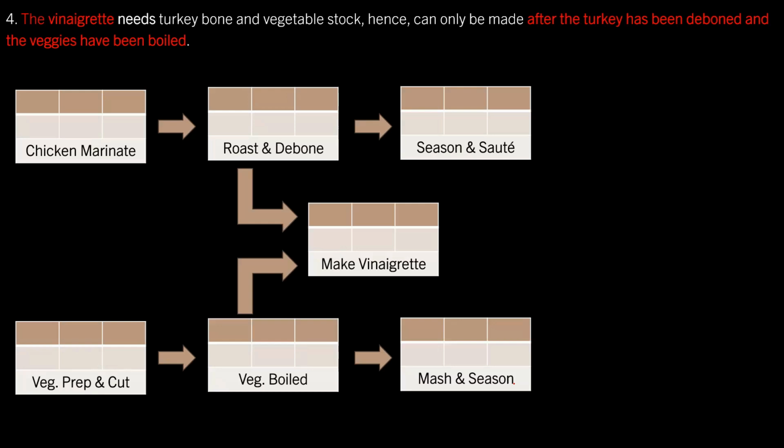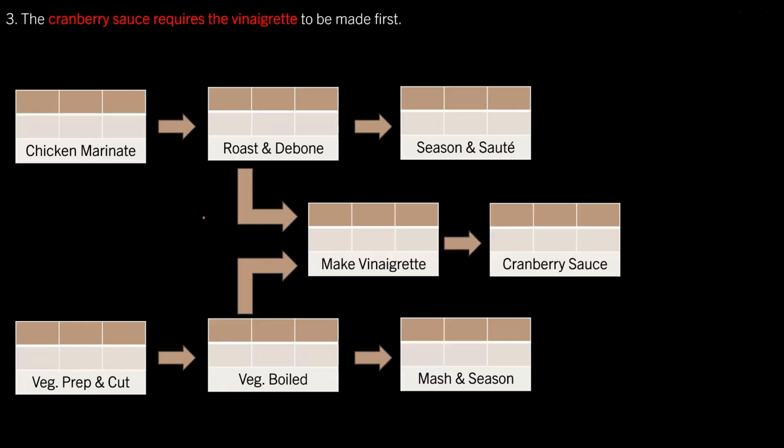So we can only make the vinaigrette once the turkey has been roasted and deboned and after the veggies have been boiled. So only after this task is over can the process flow into making of the vinaigrette. It is not dependent upon any of the remaining tasks, but only these 2 tasks. So I'm going to draw an arrow like this from roasting and deboning and boiling of vegetables as well. And then I'll go to the third clue, which says that the cranberry sauce requires the vinaigrette to be made first.